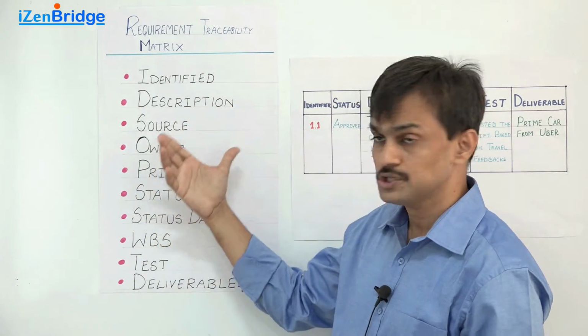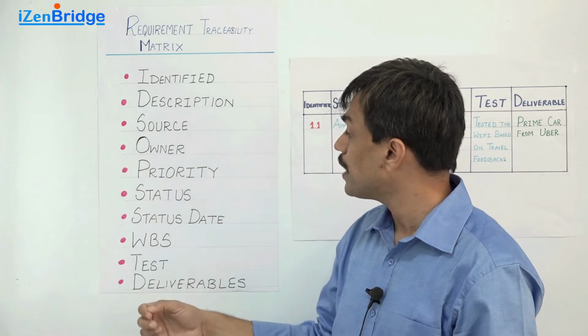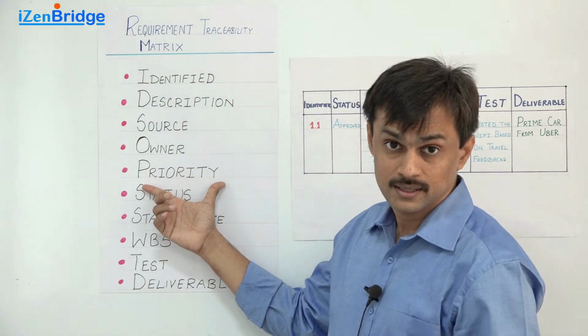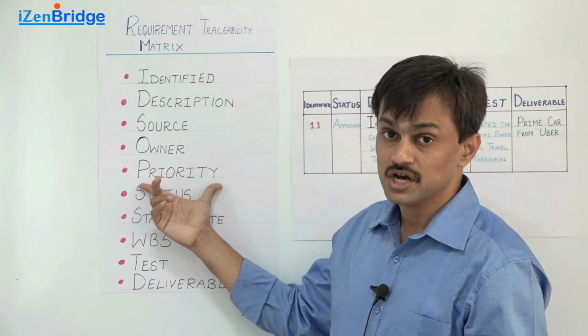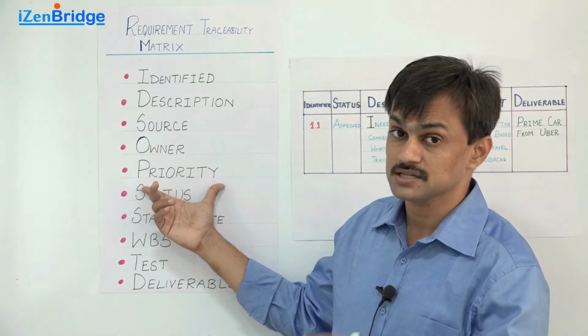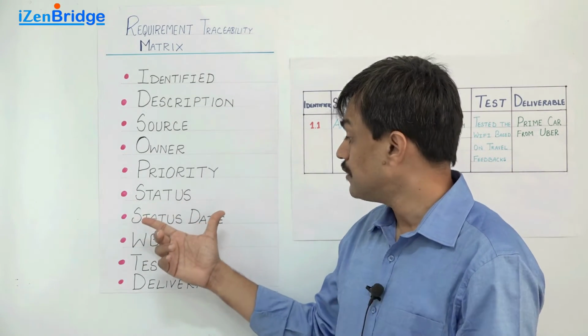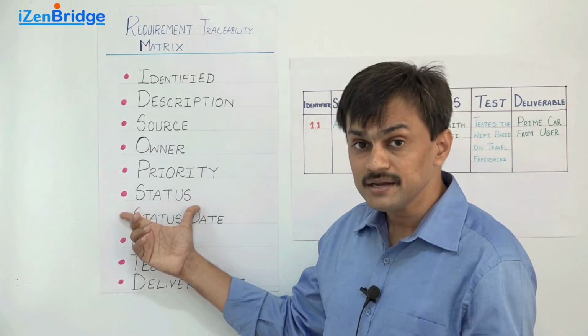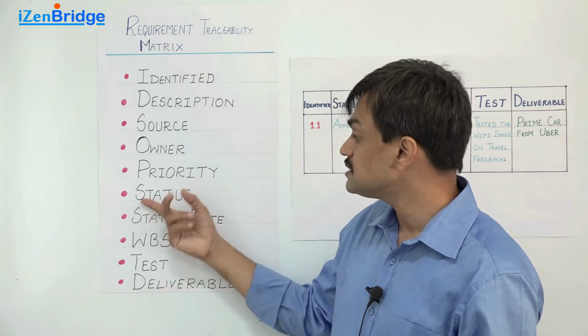It gives a description. It talks about where it got generated, who owns it, who is the owner of the requirement, what is the priority. Not all the requirements are high priority. There are some which are desired more by the stakeholders. There are others which are less. Where does it stand as of now? Have we spoken about it? Have we implemented it? Have we tested it? Have we accepted it? And when was the status updated?